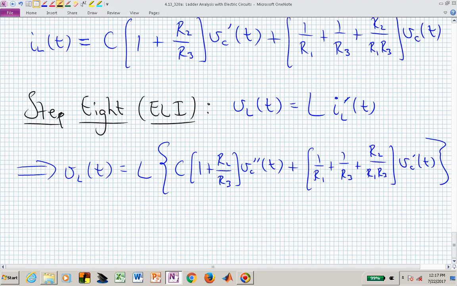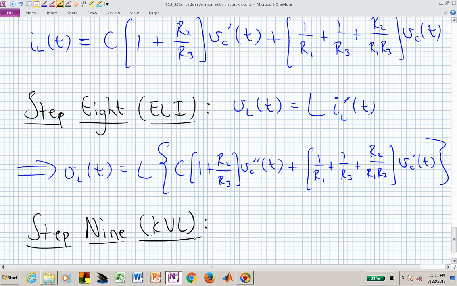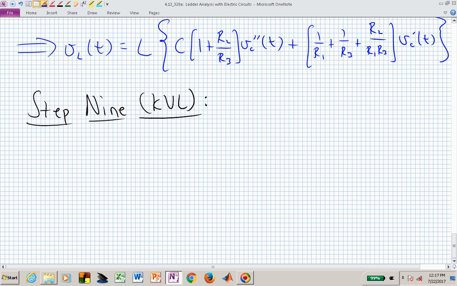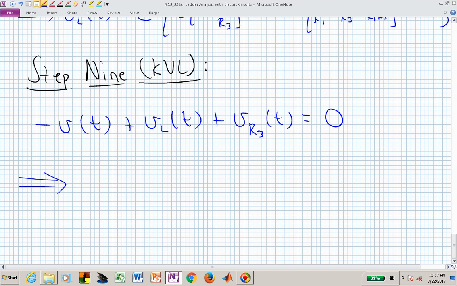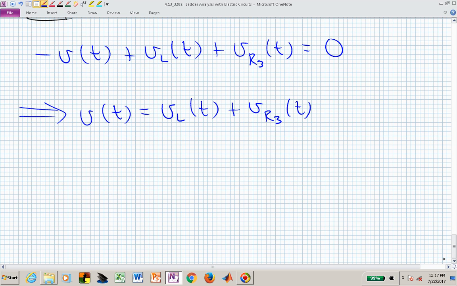Step 9 is now really a trivial KVL. And the trivial nature of that now says that we have minus V plus V sub L of t plus V sub R sub 3 of t is equal to 0. Isolating V of t on one side of the equality now says that V of t is equal to the sum of V sub L of t plus V sub R sub 3 of t. And that's not hard now to write all of that down.